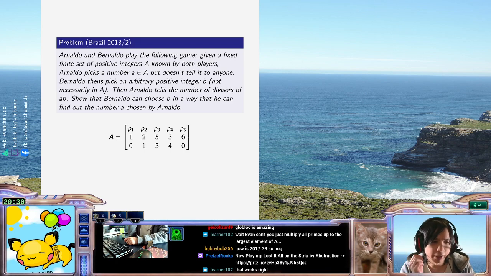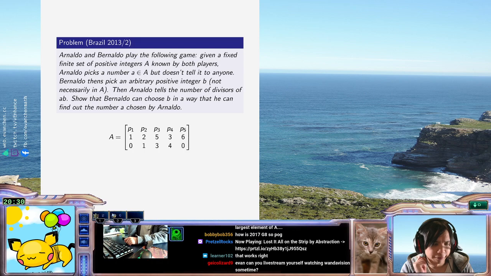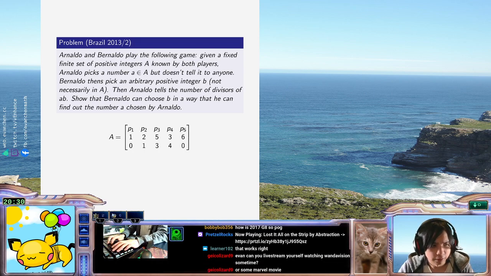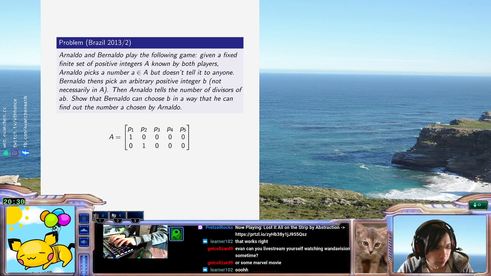No, you don't get AB, you get the number of factors, right? So if the thing was 1, 0, 0, 0, 0, and you try to take B equals p1 p2 p3 p4 p5, it does not work. So I don't think that's what you want.